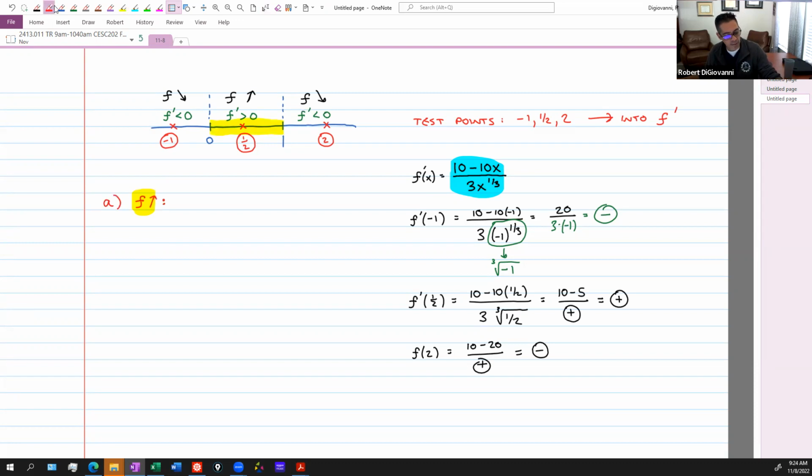So the way I say that is using interval notation. I say between 0 and 1. And remember, this is an interval, not a point.